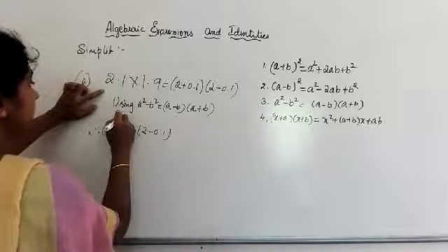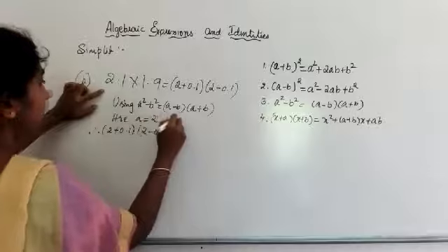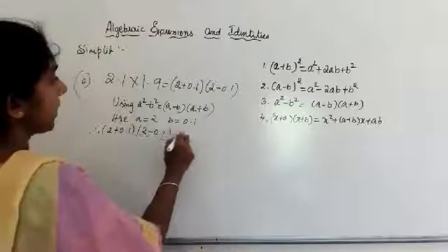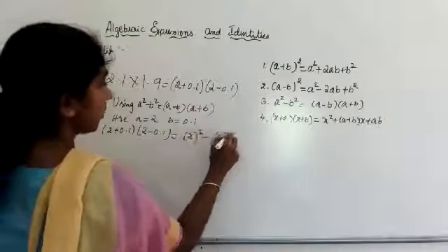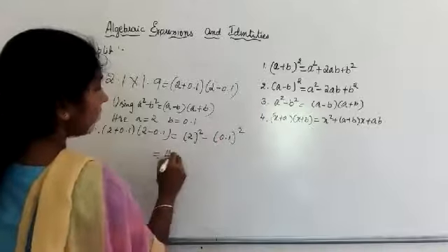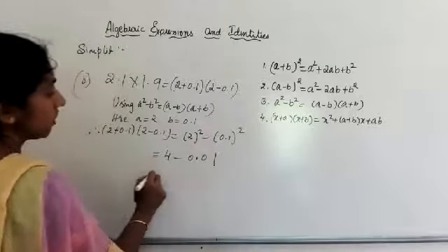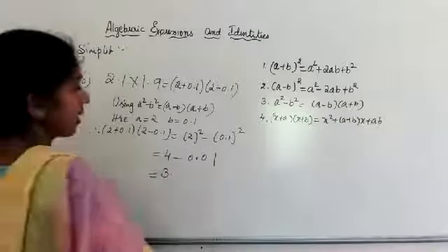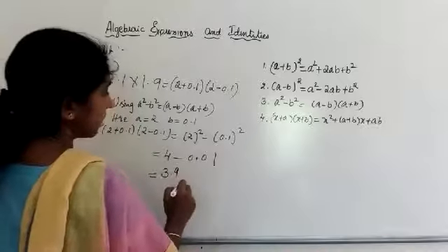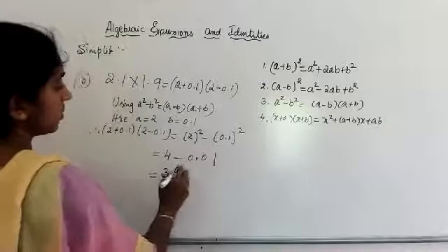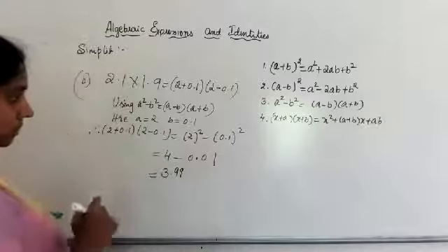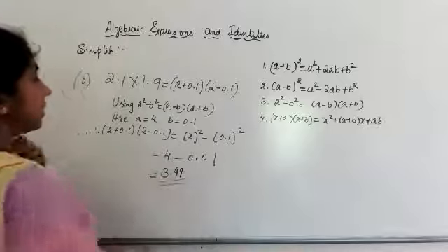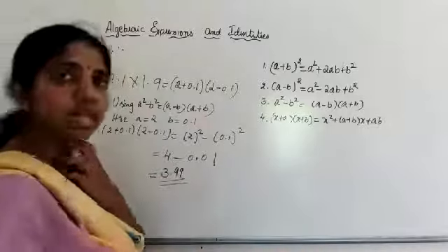Here what is a? A is 2. B is 0.1. So this will be a square, that is 2 square minus 0.1 the whole square. So that will be 4 minus 0.01. So 4 minus 0.01 is 3.99. 10 minus 1 is 9. So 3.99 is the answer. This is how we simplify.